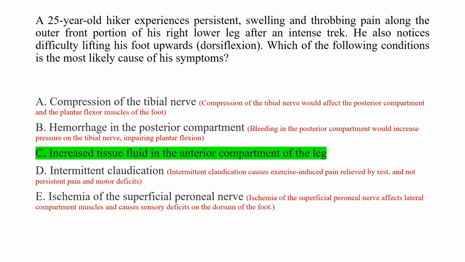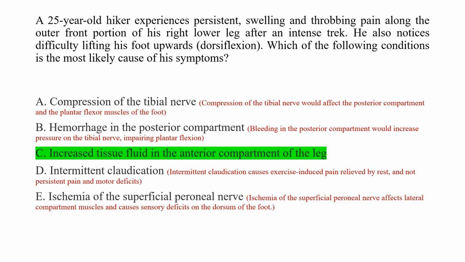Let's have a look at why the other options are incorrect. Option A. This condition would affect the posterior compartment of the leg where the tibial nerve innervates the plantar flexor muscles. However, the symptoms described by the patient don't match this option, as compression of the tibial nerve would typically lead to inability to plantar flex and not problems with the dorsiflexion. So this option is not the correct answer.